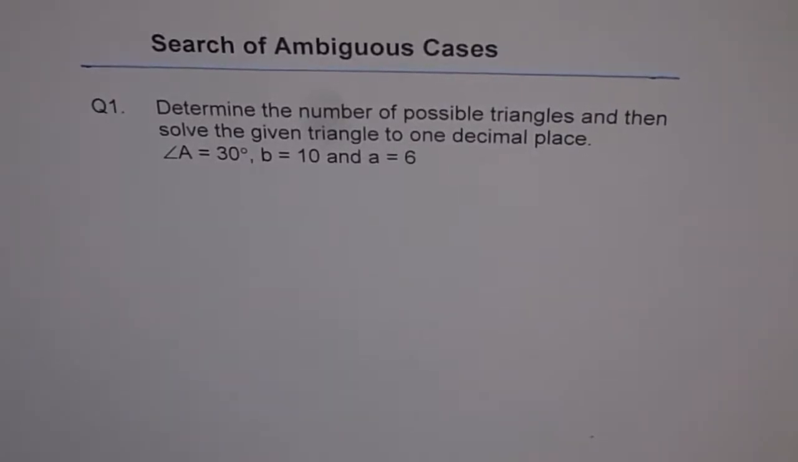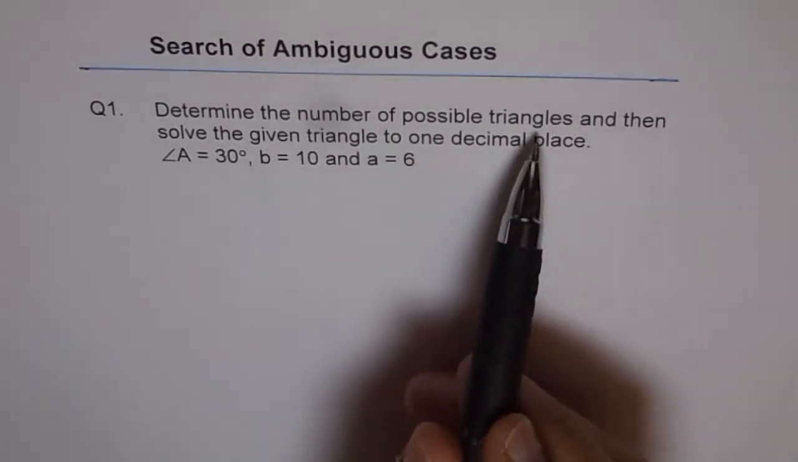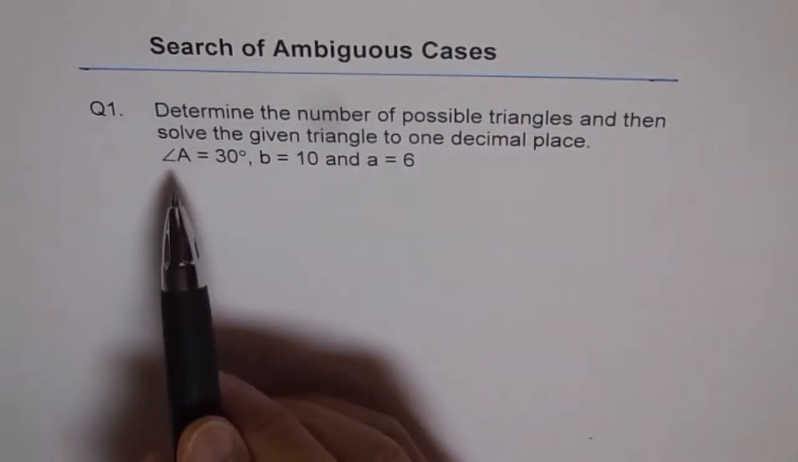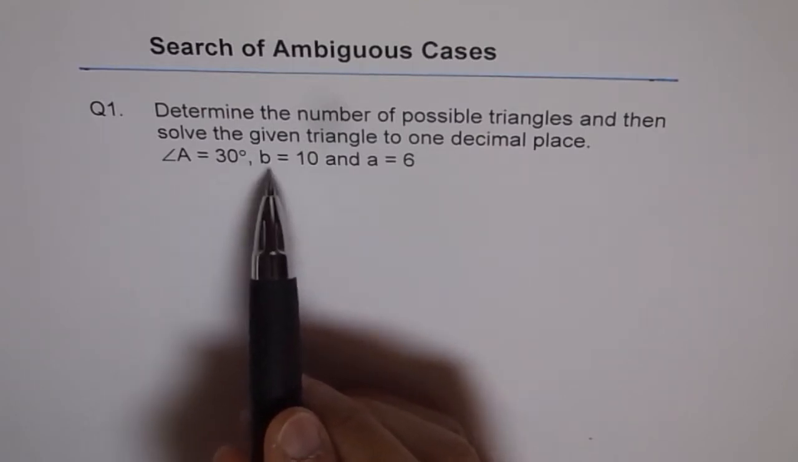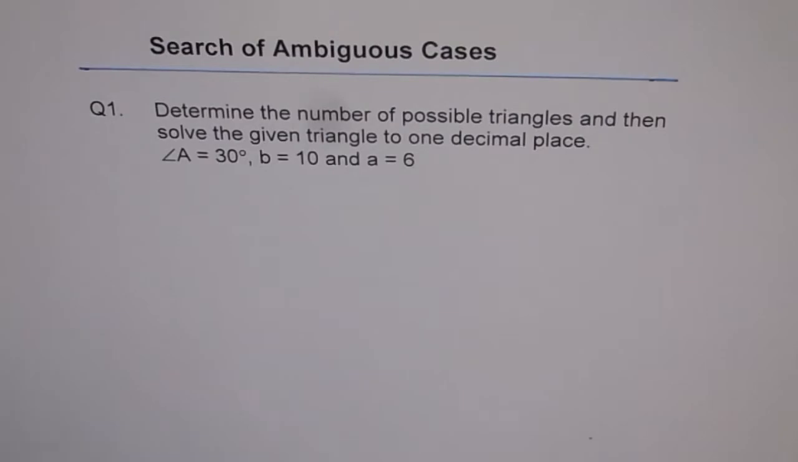Search of ambiguous cases. Question 1. Determine the number of possible triangles and then solve the given triangle to one decimal place. Angle A equals 30 degrees, b equals 10, and side a is 6 units.